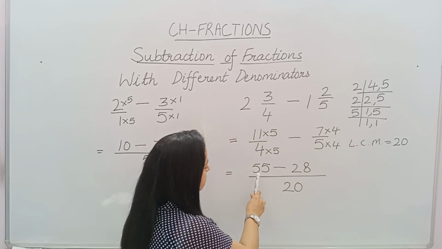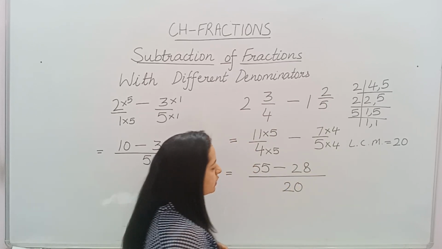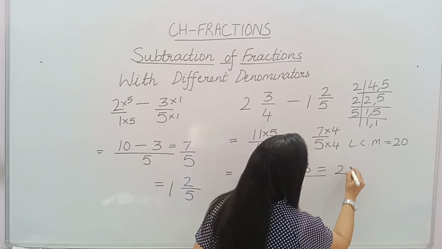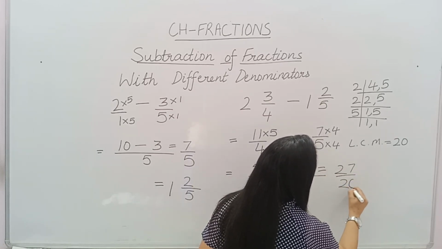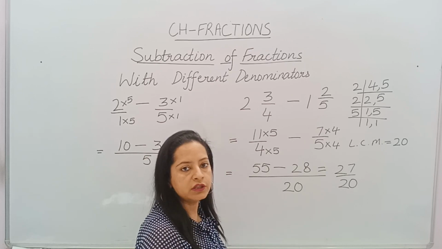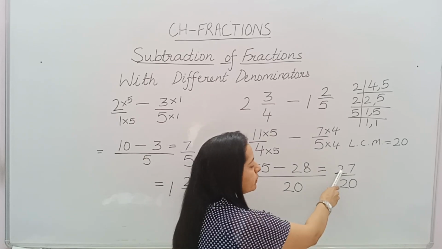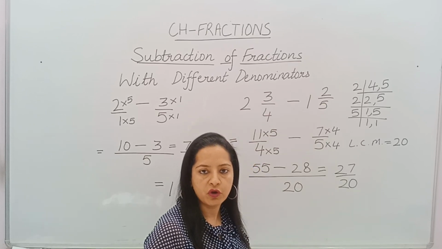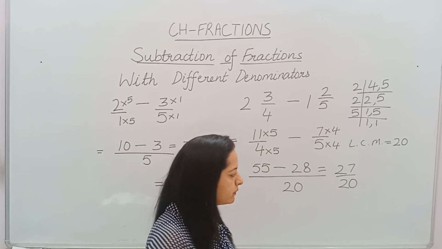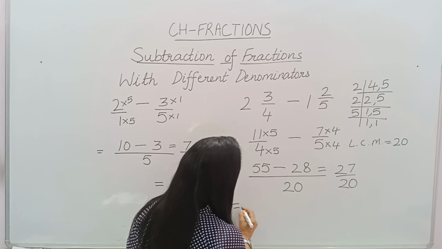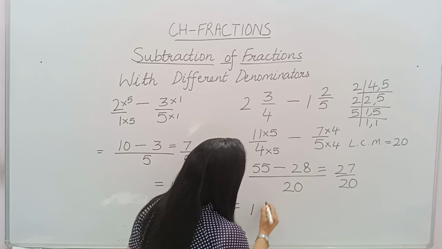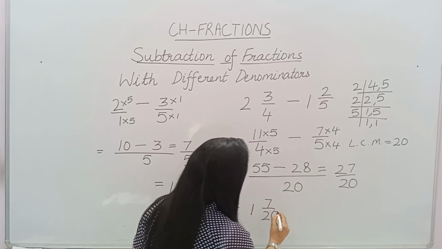Now let us subtract these. 55 minus 28 is equal to 27. So we have 27 upon 20. Again, 27 upon 20 is an improper fraction. Since the numerator is greater than the denominator, we will change it to a mixed fraction. Changing it to a mixed fraction, we will have 1 whole number 7 upon 20.